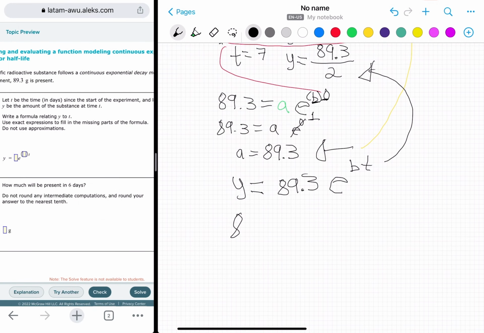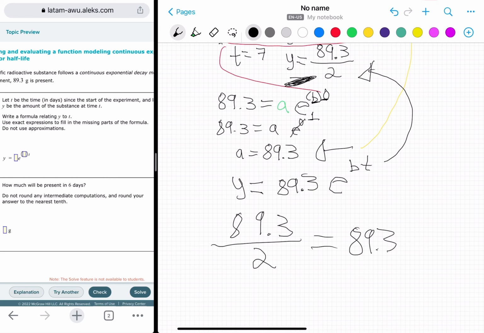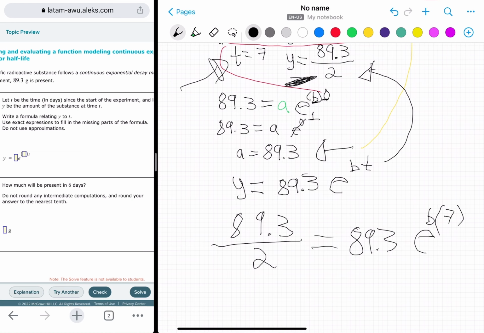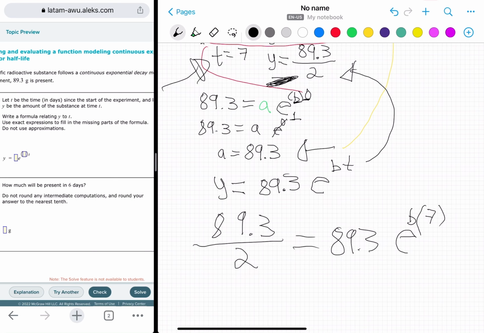Make some more space. 89.3 over 2, which is the value here that I have, equals 89.3 times e to the bt. b is a number we don't know, so I will just write it b, and t is 7. Here I have the 7. Now I just have to solve this exponential equation.